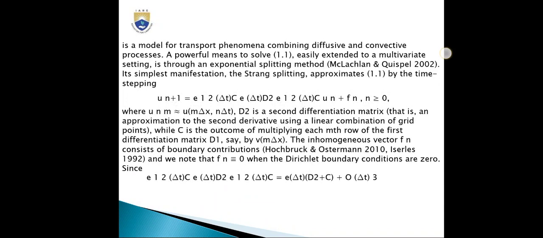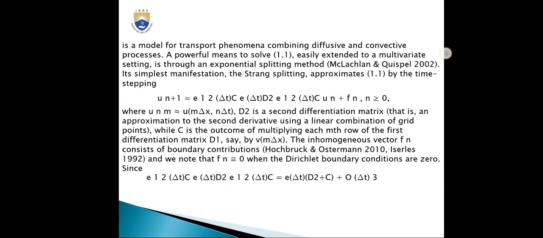u(mΔx, nΔt), D2 is a second differentiation matrix, that is an approximation to the second derivative using a linear combination of grid points, while C is the outcome of multiplying each mth row of the first differentiation matrix D1 by v(mΔx). The inhomogeneous vector F^n consists of boundary contributions, Hochbruck and Ostermann 2010, Iserles 1992, and we note that F^n equals 0 when the Dirichlet boundary conditions are 0.